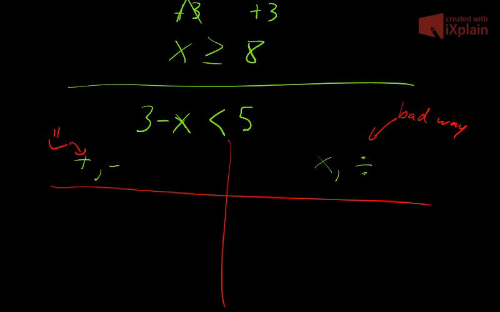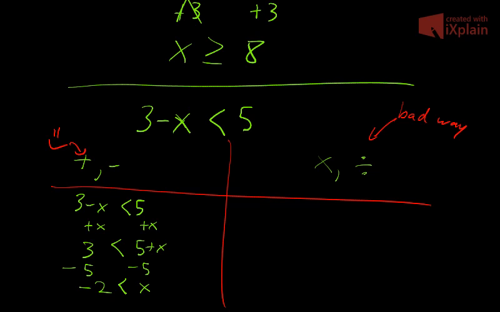So if 3 minus x is less than 5, I can add x to both sides. And that would give me 3 is less than 5 plus x. By subtracting 5 from both sides, I would get negative 2 is less than x. And that's how I would do it just with adding and subtracting. All I did here was add and subtract. Good to go. So now I'll try it this other way.